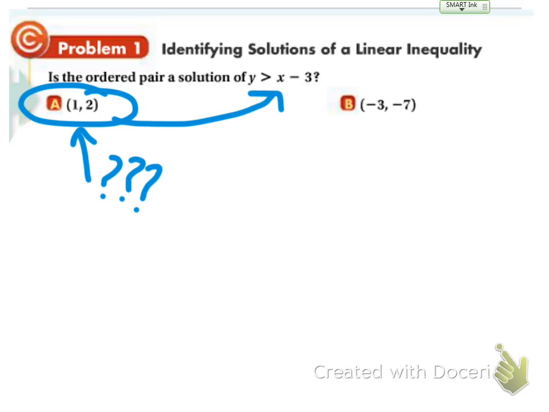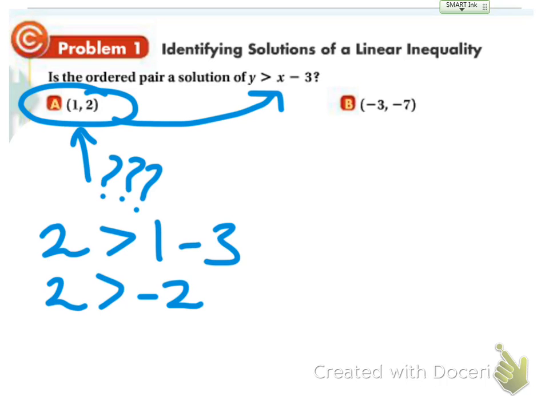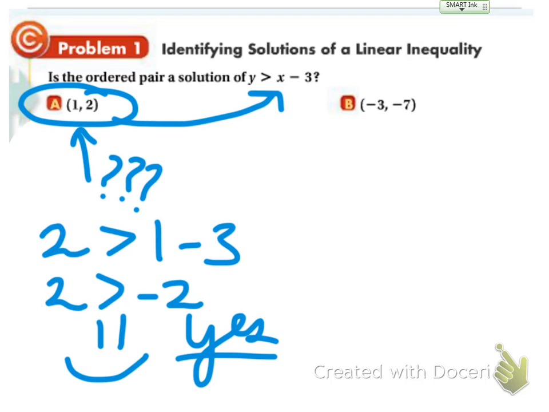So first we have to substitute. So 2 is y, so it would be 2 is greater than 1 minus 3. Then 1 minus 3 is obviously negative 2. So 2 is greater than negative 2. And would that be correct? Yes, it is. That is correct. So you would say yes. Right? Okay, and moving on.